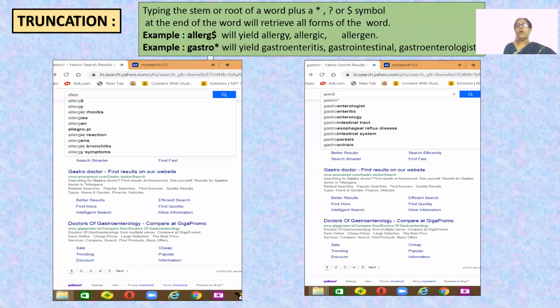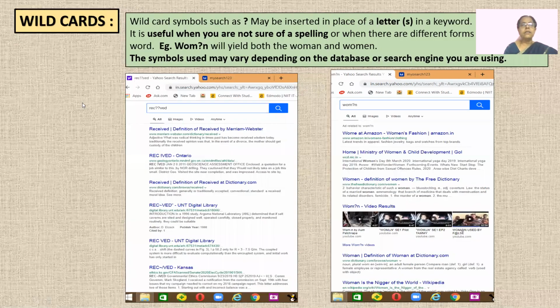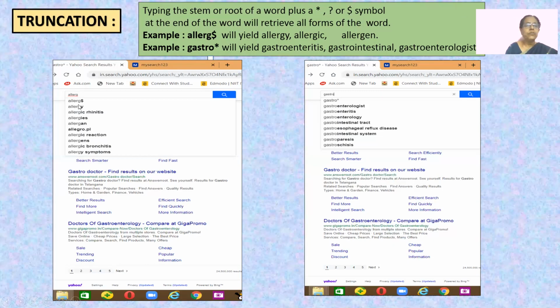You have another type of search technique, which is called truncation. In truncation, you type a stem or root word with a sign like the asterisk, question mark or dollar symbol. These are the three symbols I use for truncation. At the end of the word, you will retrieve all forms of the word. Let's take an example, ALERG, and I put a dollar. What it yields is all the words after G. See, allergy, allergic, allergen. I did it in Google, and you can see there are more than the three I've given here. There are so many.